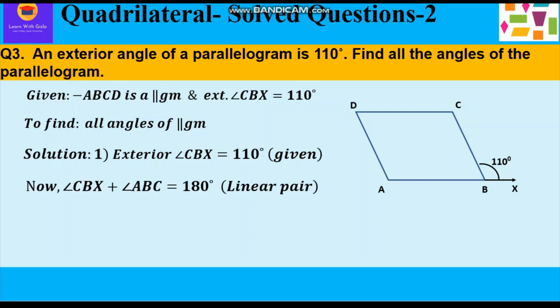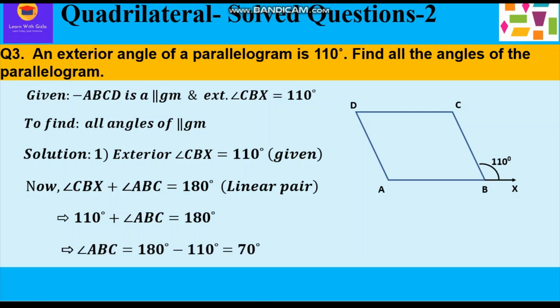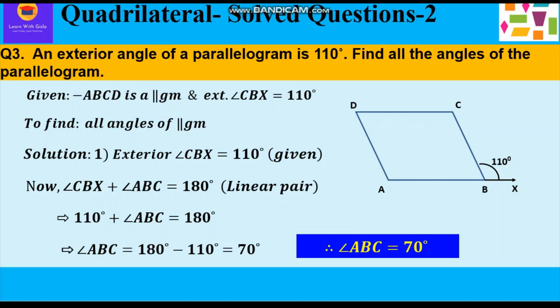Now further, angle CBX plus angle ABC form a linear pair, so their sum is 180 degrees. Further we will write CBX as 110 degrees plus angle ABC is equal to 180 degrees. So angle ABC is equal to 180 degrees minus 110, that is 70 degrees. So angle ABC is coming 70 degrees.